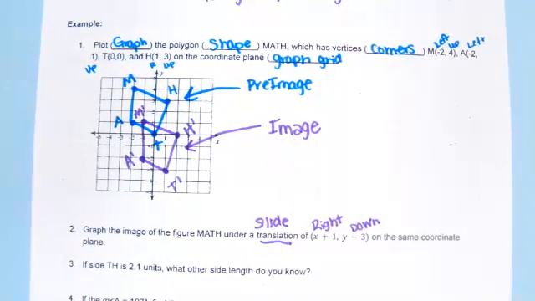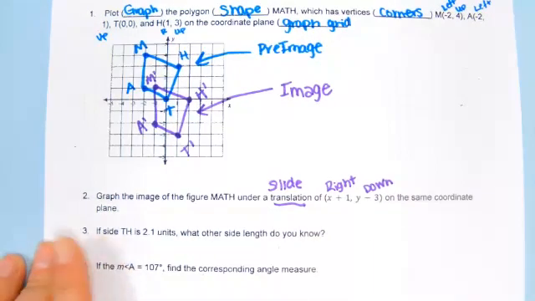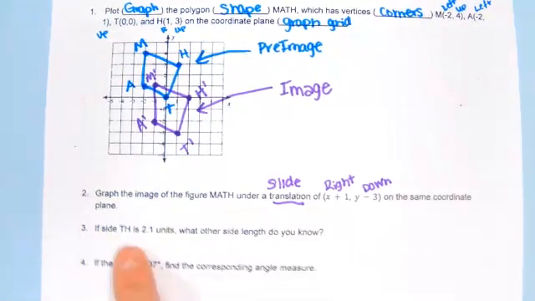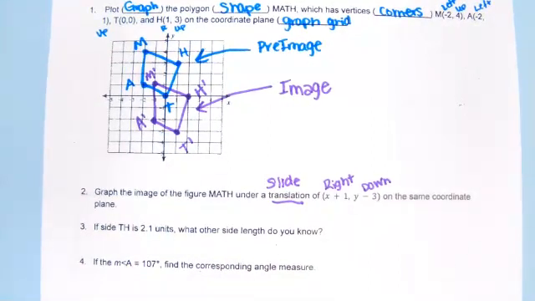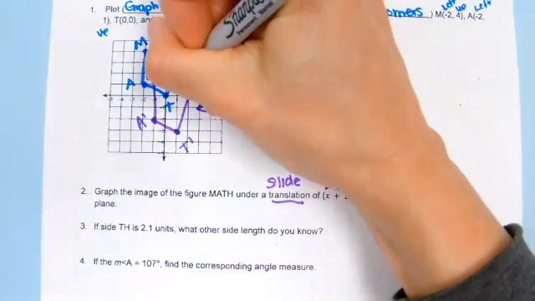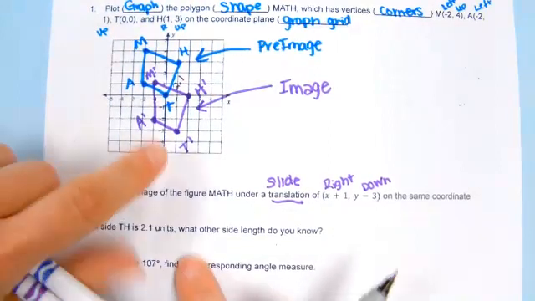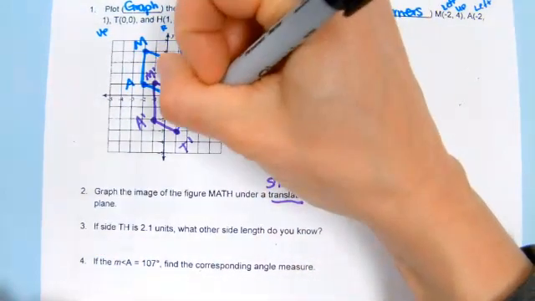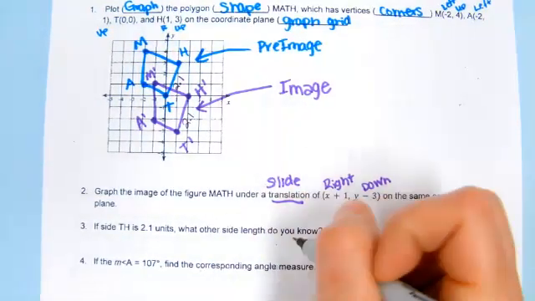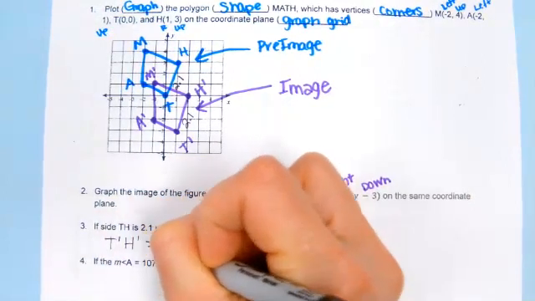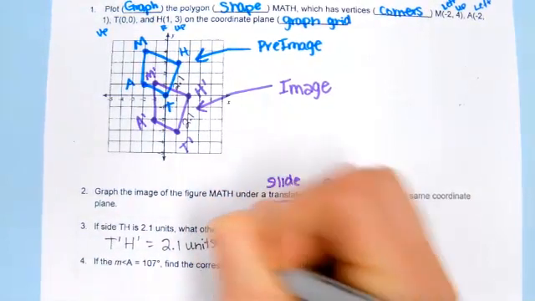Okay. And then we have a couple questions that go with it, right? So underneath it, it says, if side TH is 2.1 units, what other side length do we know? So what they're talking about, TH is up here, right here. See it? T to H. If you measured that with the ruler, it would be 2.1 units. What that means is that the corresponding side, T prime H prime, is also that. So the other side length that we know is T prime H prime is equal to 2.1 units as well. It's going to be the same.